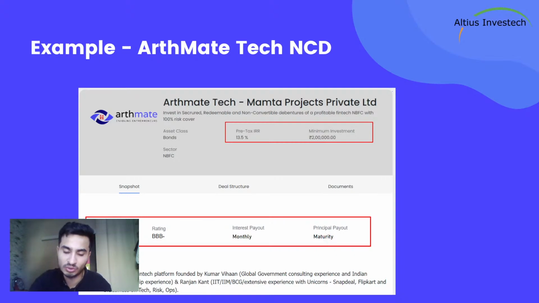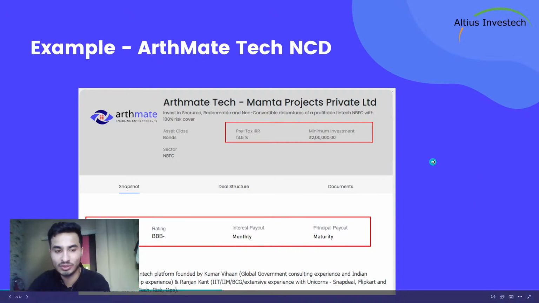There are different bonds that give out payments in different structures. For example, this bond is giving out interest payment monthly and the principal is paid out at maturity. There can be bonds that pay the lump sum amount, that is interest plus principal, at maturity, and there can be bonds that pay out the interest as well as the principal on a periodic basis.